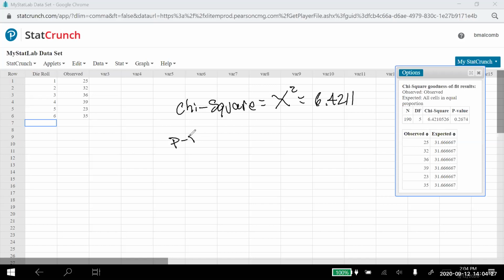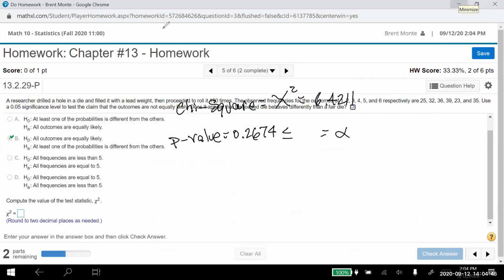My p-value is equal to 0.2674. We're going to compare that to whatever our alpha is, and we'll plug that in shortly. So let's go back to the problem, since I forgot what alpha was. They tell me right here, alpha is 0.05. Let's plug that in. Let's finish our hypothesis test.